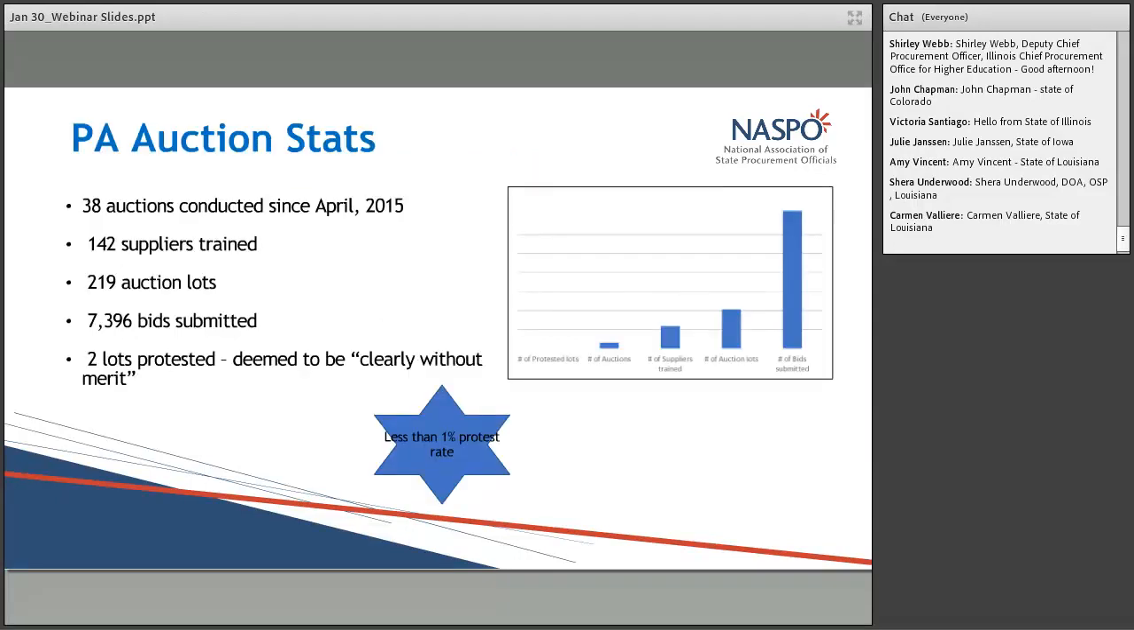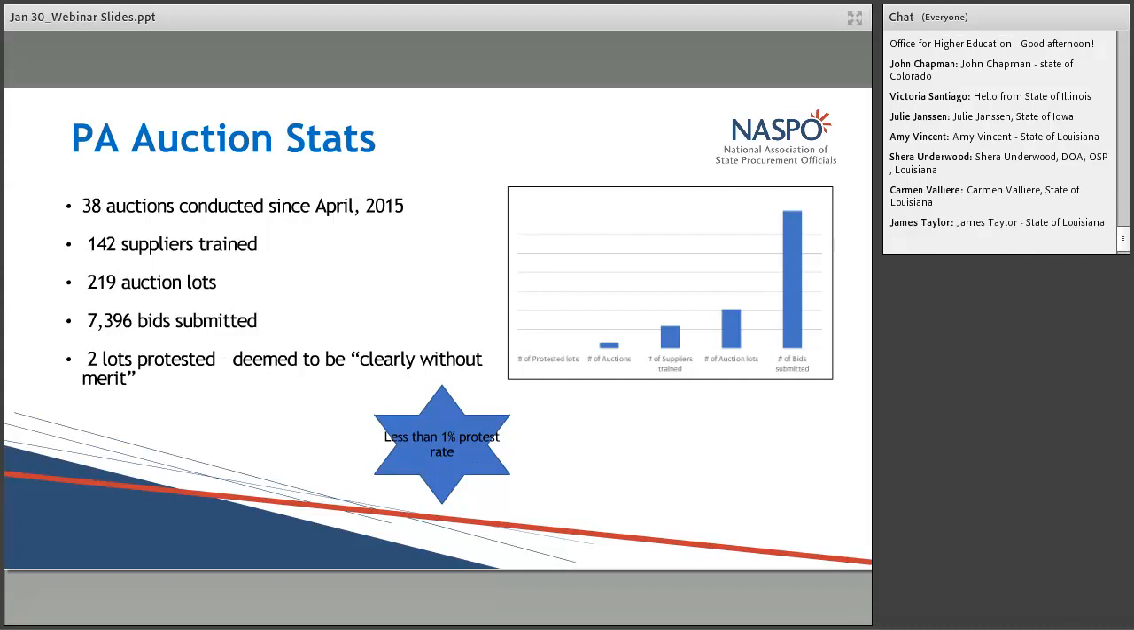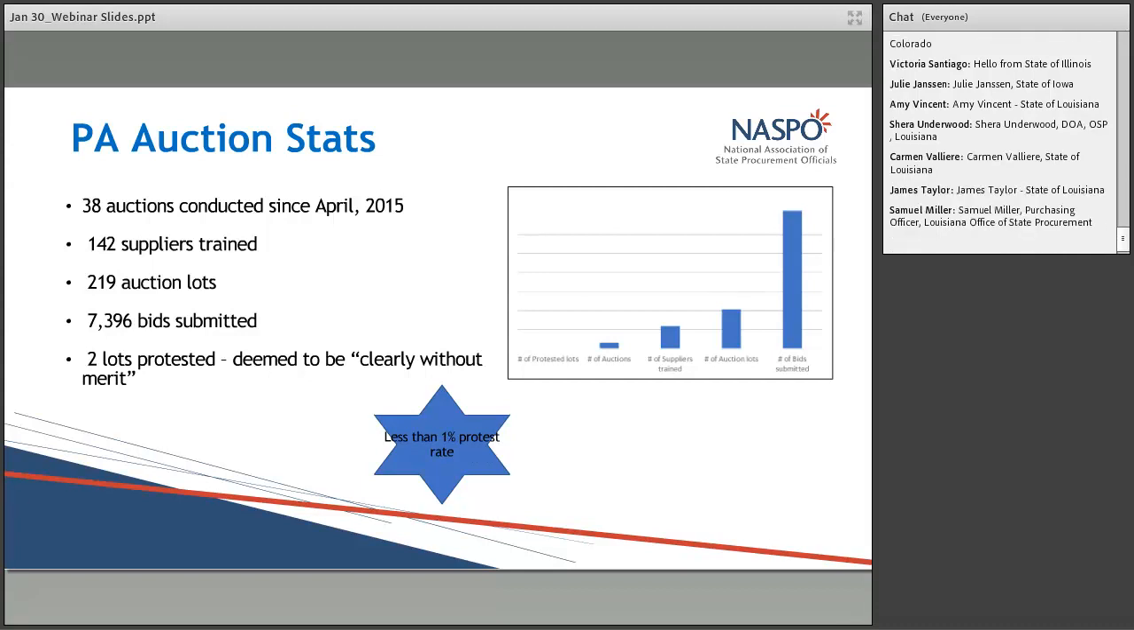So our stats overall, we've done 38 auctions since April of 2015. We've trained over 140 suppliers how to participate in auctions. We've done about 220 different lots. So within each auction, we organize the business into logical supply lots.